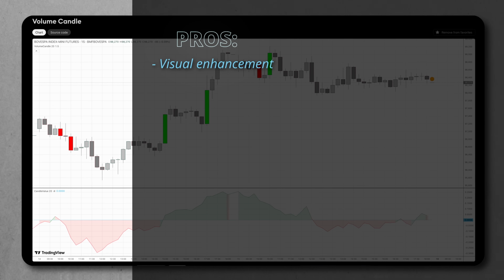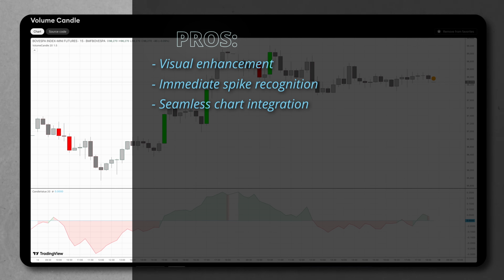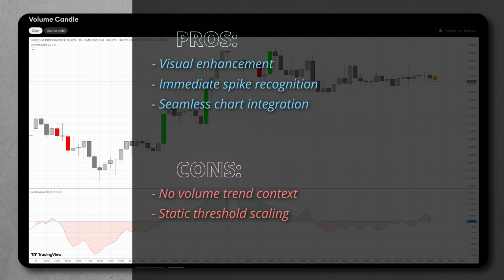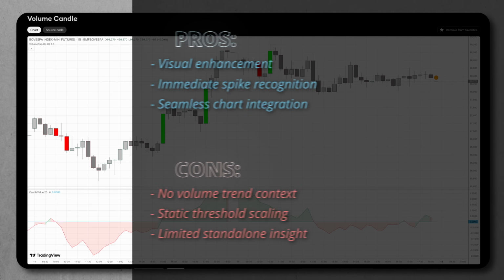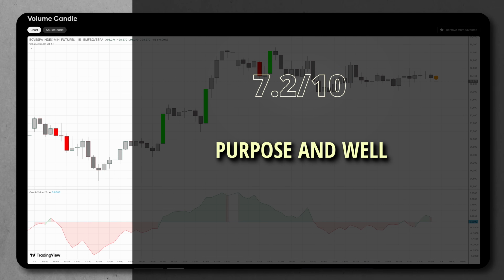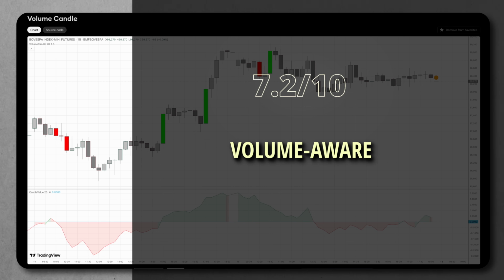Pros: visual enhancement, immediate spike recognition, seamless chart integration. Cons: no volume trend context, static threshold scaling, limited standalone insight. Rating: 7.2 out of 10. Created with a clear purpose and well executed, the volume candle indicator adds value to volume-aware trading styles. While it's not a strategy by itself, its clarity and simplicity make it a practical layer for decision-making.